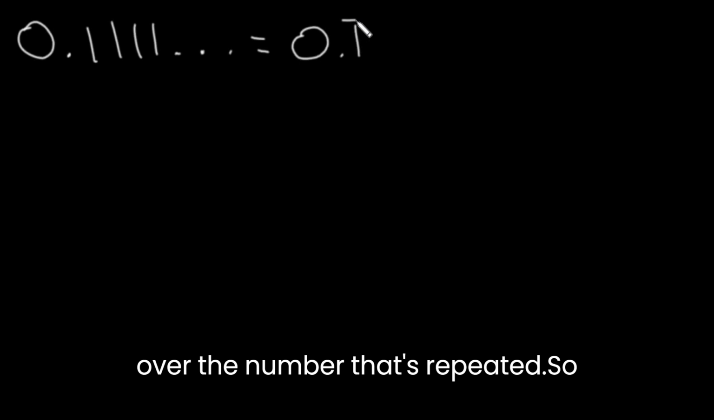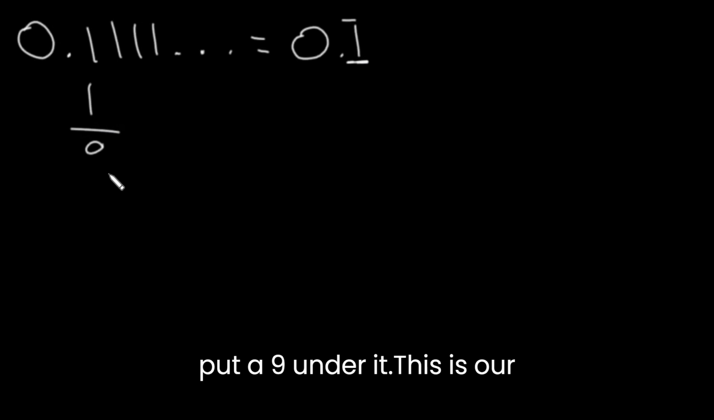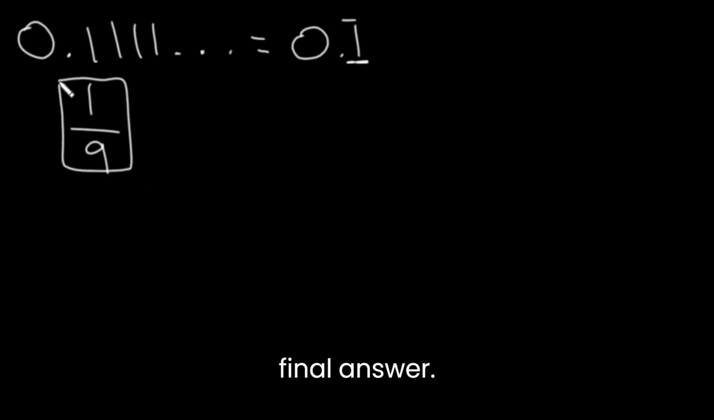Let's talk about converting repeating decimals to fractions. Let's say we have the repeating decimal 0.1111 forever. This can be easily denoted with a line over the number that's repeated. So it'll be 0.1 with a line over it. To convert this to a fraction, all we have to do is take the number that's being repeated and put a 9 under it. This is our final answer.